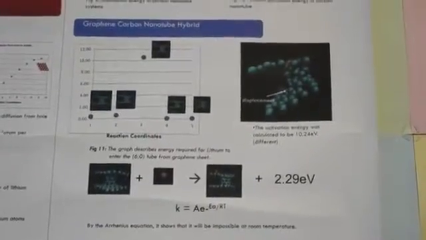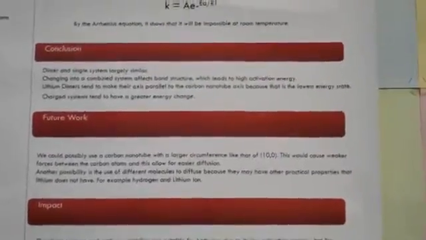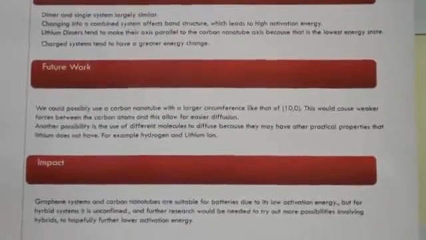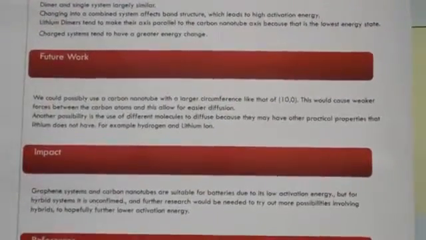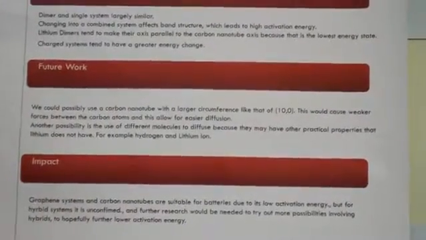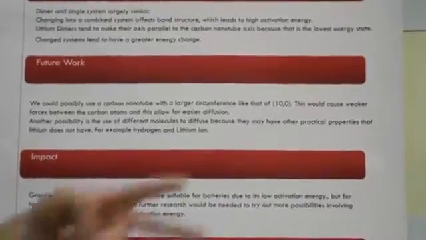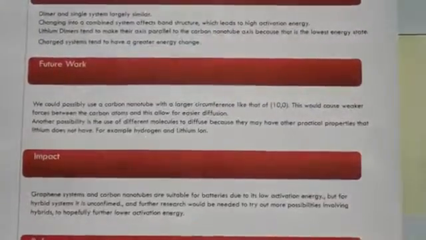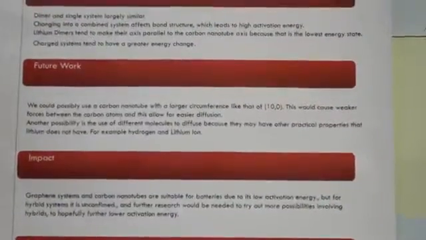So our conclusion is basically that the dimer and single system are largely similar as when tested in the graphene and carbon nanotube models. They behave similarly, and also changing into a combined structure such as the hybrid affects the band structure, which will lead to the high activation energy required. Lithium dimers also tend to make their axis parallel to the carbon nanotube. This is an extra result that we found out, which just makes itself parallel to the carbon nanotube because that is when it is in its lowest energy state. And lastly, charged systems tend to have a greater energy change.